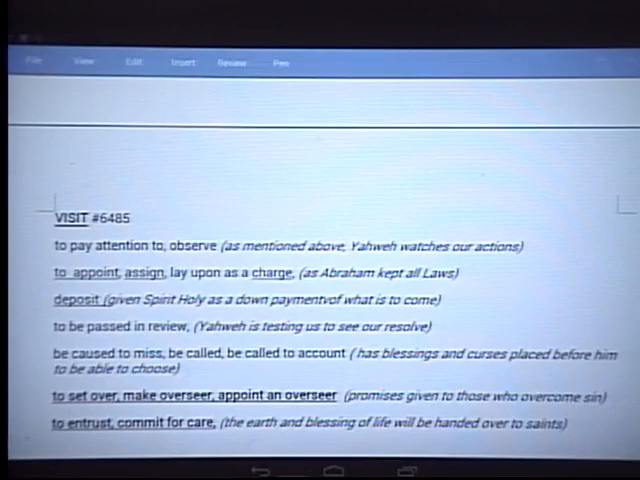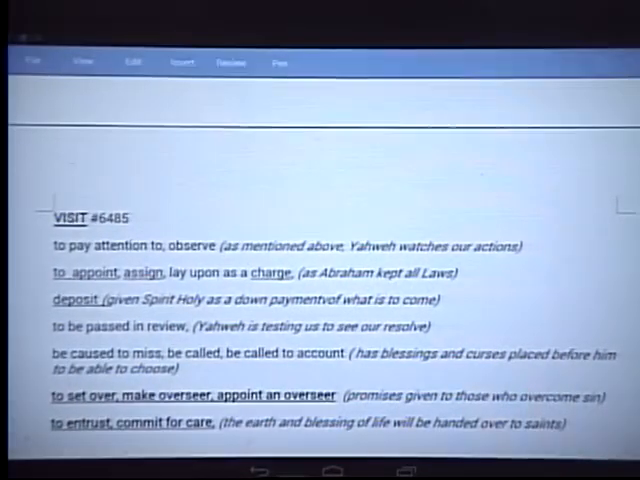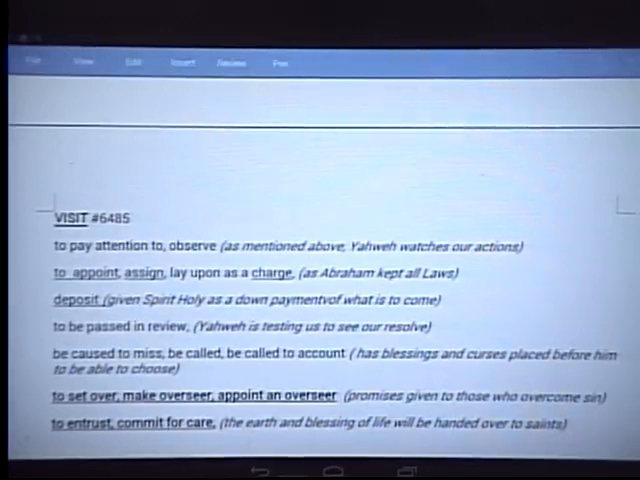Okay? So today in this earthly life, we have a great example because we have our earthly overseer, who sets that example to show us how things are done. If you remember how he talked about in his sermons, how he said Yahweh's given him a very small kingdom to run. But it's astounding how that man can comprehend and realize all that's going on in the house of Yahweh and keep track of all of these things. You know? Visit also means to entrust or commit for care, okay? Because the earth and the blessings of life is going to be handed over to the saints.